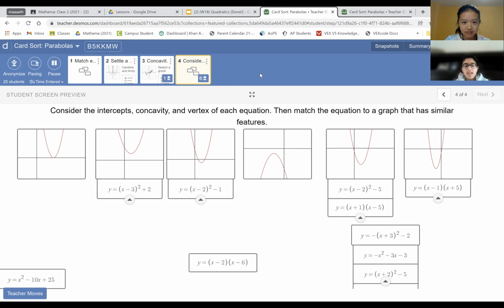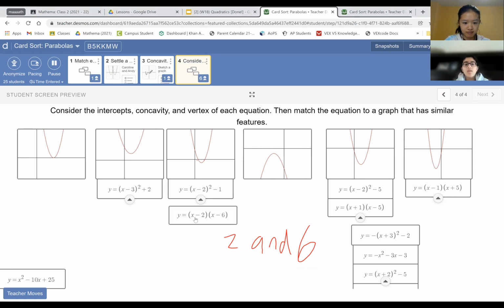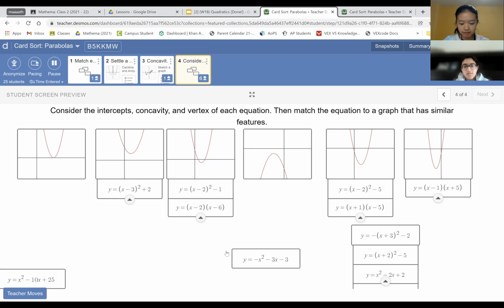Okay, so that has two x-intercepts: x equals 2 and x equals 6, right? So we would have both of them on the right of the y-axis, the vertical axis. And it's also concave up because its coefficient is positive, because 1 is positive. So we would put it in the third one, and then y equals. This goes in the timeout corner.